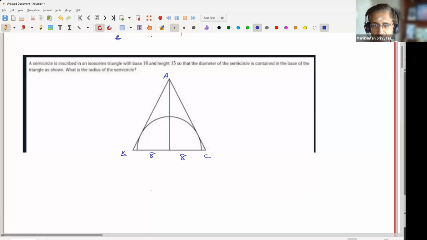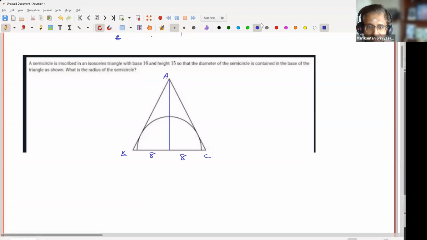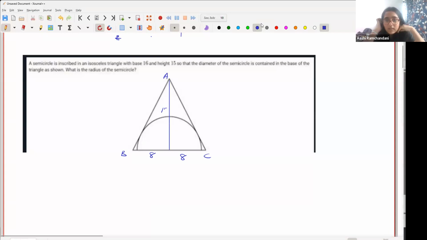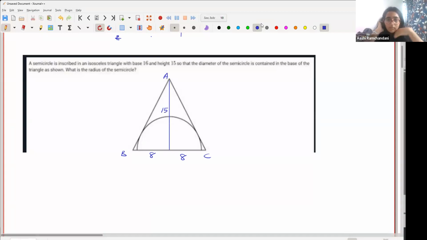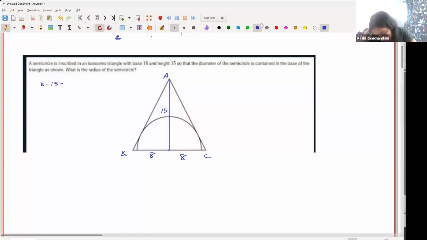Okay, Ashi, what can we do now? Height is given as 15. Yeah, and we know that that is bisected. So 8, and we know that 8 becomes the radius of the circle, right? Yeah, 8 is the radius of the circle, yes. But what is the hypotenuse? The Pythagorean triplet that 8 and 15 are part of. What should the hypotenuse AC be? 17.